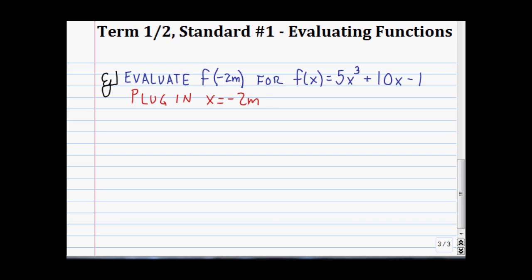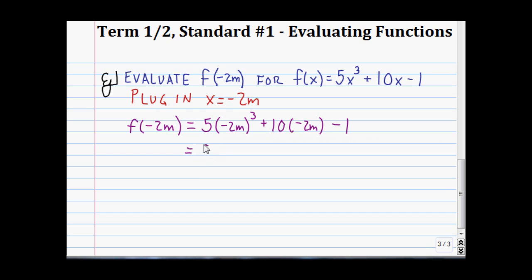So let's do it. Alrighty, so let's get back to this. Let's see. So we had 5x cubed plus 10x minus 1. Well, now we're going to actually make that substitution. So f of negative 2m is going to be equal to 5 times x cubed, except it's not x anymore. We're going to say that's negative 2m cubed plus 10 times negative 2m, again replacing every x with negative 2m, all minus 1. And just like before, we had an answer, it's just not simplified enough. So we need to go through and actually use the order of operations.